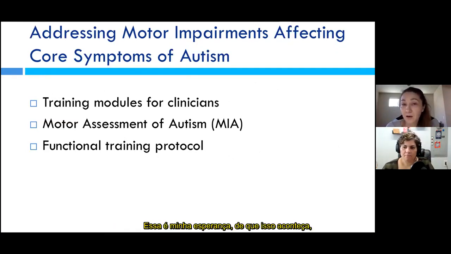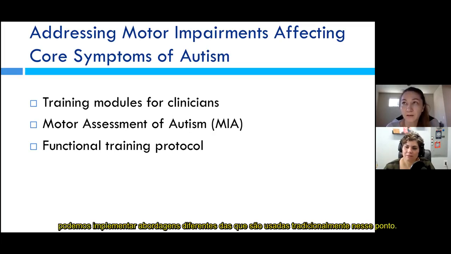That's my hope that that's going to happen, because we can really identify children at risk of autism early on. And once those children are identified, we can implement different approaches than those traditionally used at this point.